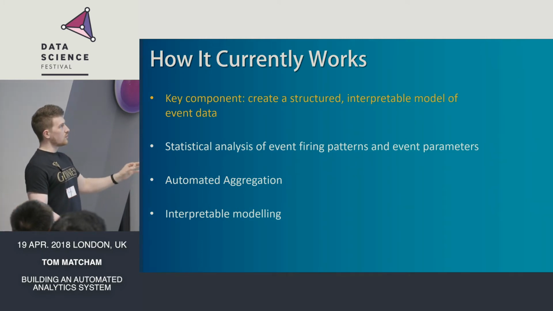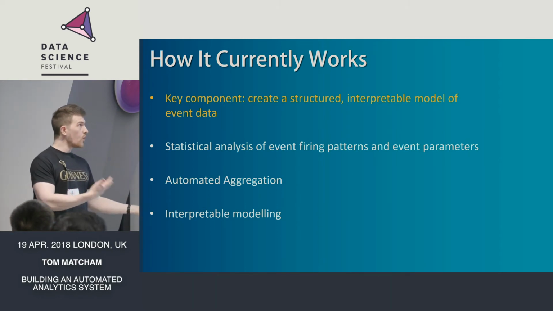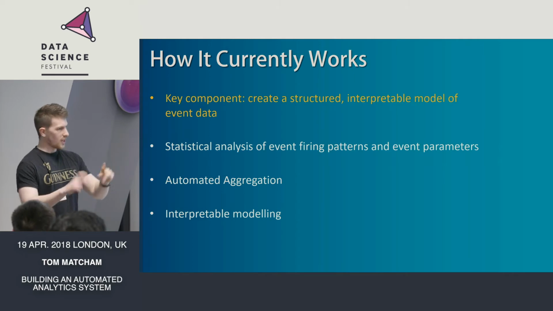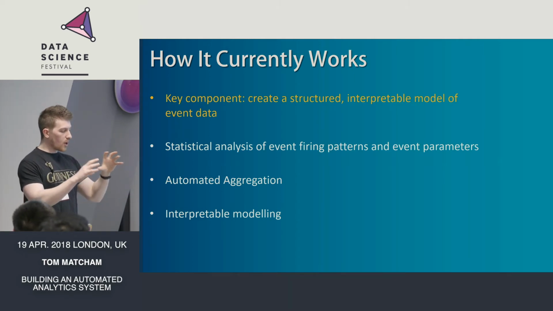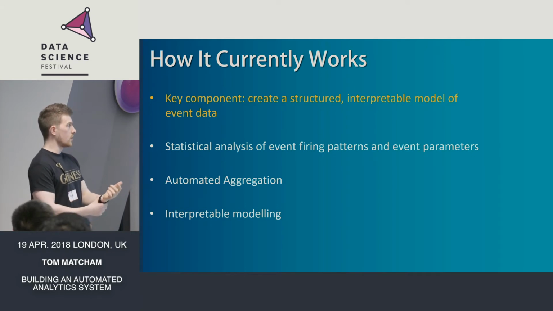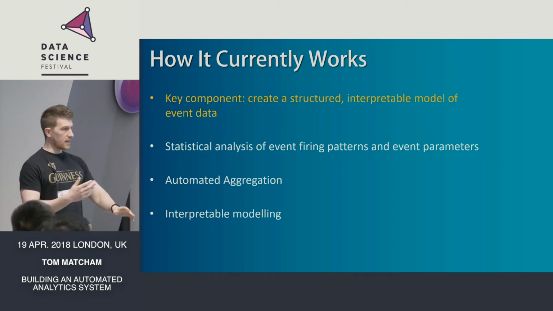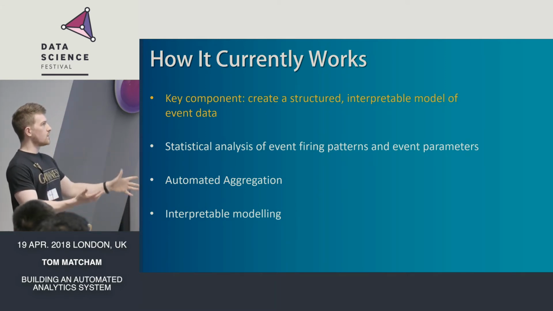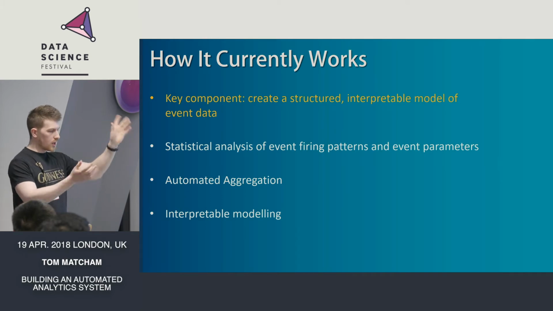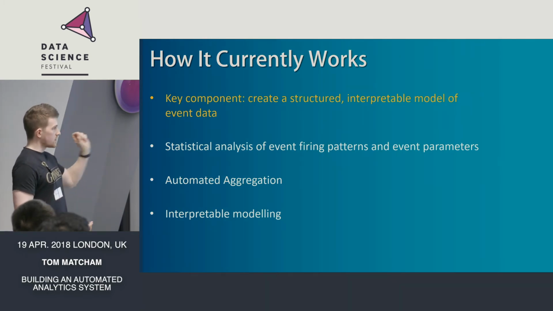But to go straight to how it currently works, the key difference between those things I tried before and what I've got working now is this idea of how can we actually pass some metadata about the structure of the product. So under the hood, there is a structured interpretable model of the event data that the system produces automatically. And I do a lot of analysis over that structure to help me figure out the funnel, et cetera, do the aggregation. And so that's the key thing.